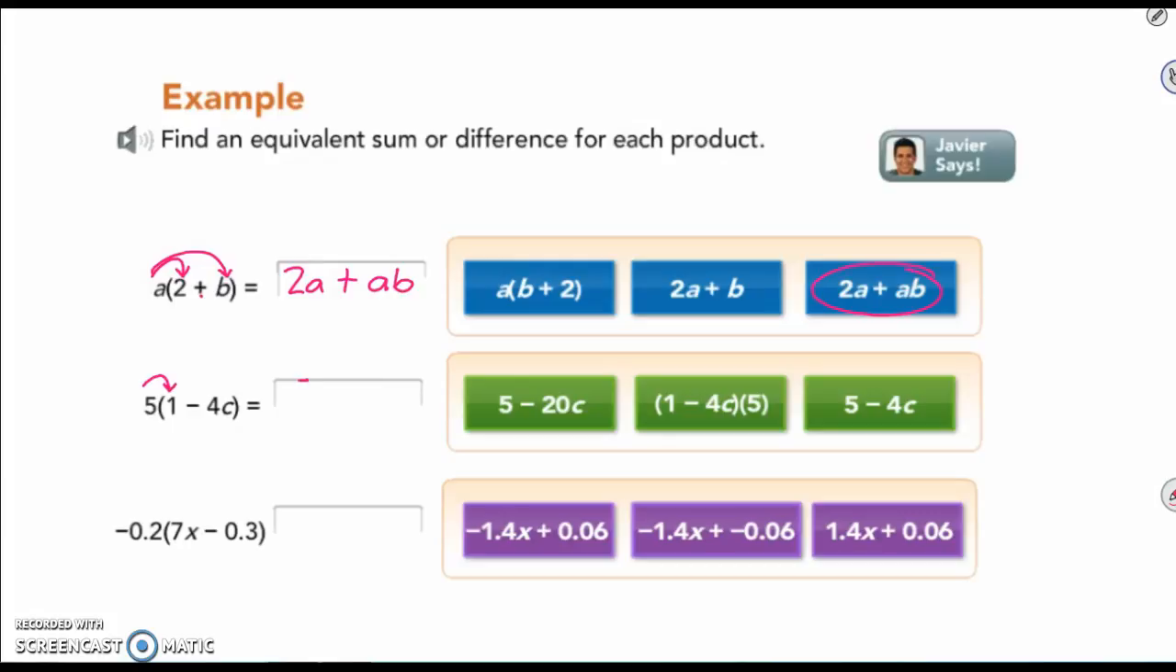5 times 1 is positive 5, minus 5 times 4c is 20c. That will be the first solution within our set. Then we are multiplying by -2/10. -2/10 times 7x is -1 4/10x.